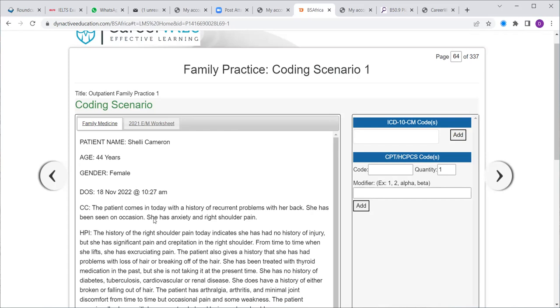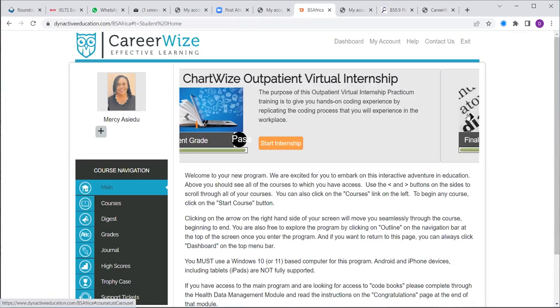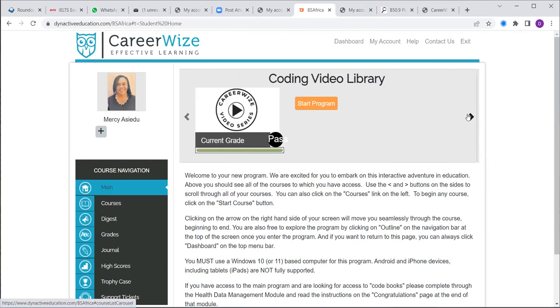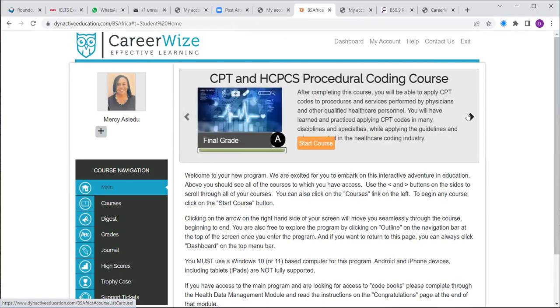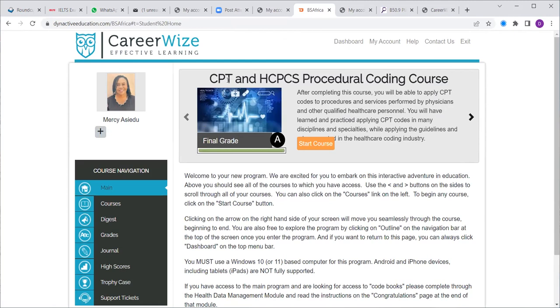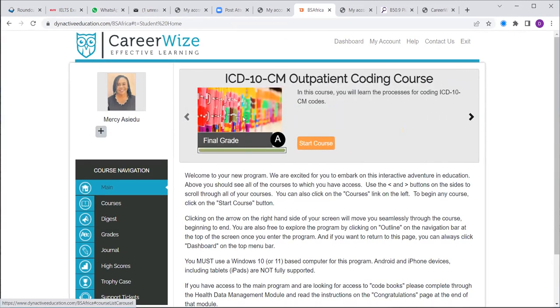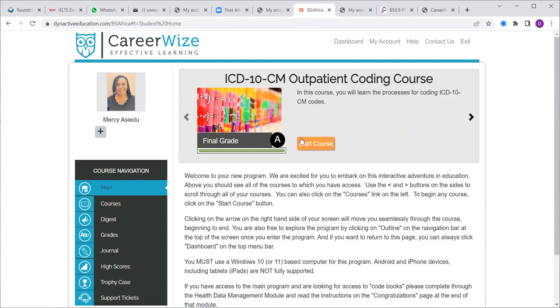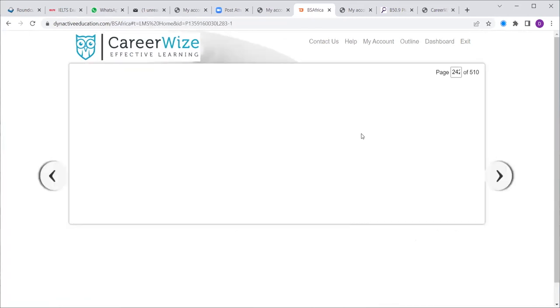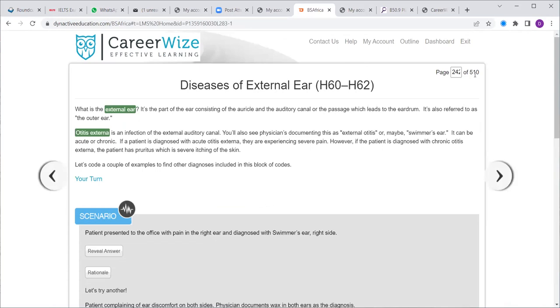So this is the program. Comprehensively done, so that when you are done, you work confidently as a medical coder for the rest of your life. So this is the course: CPT and HCPCS procedural coding course. It teaches you all the codes under CPT and HCPCS. ICD-10 coding course. This is the biggest course you will do. It has 510 pages to go. It walks you through all the codes.